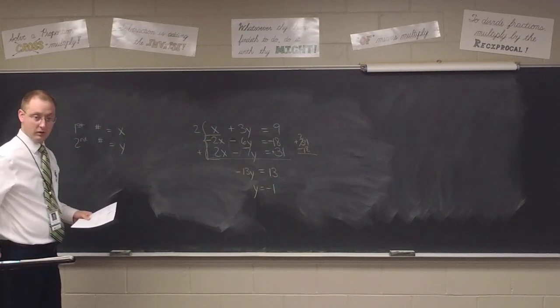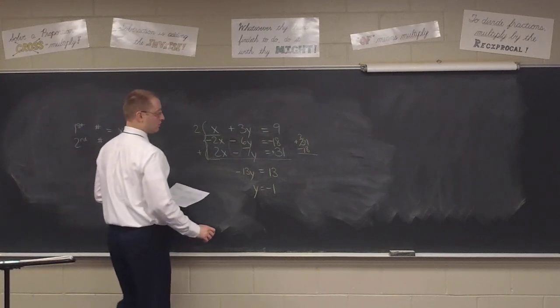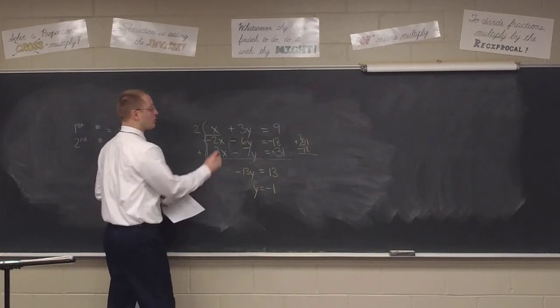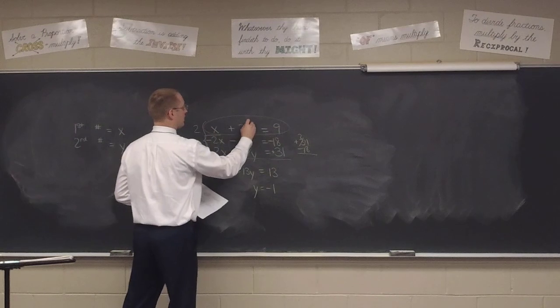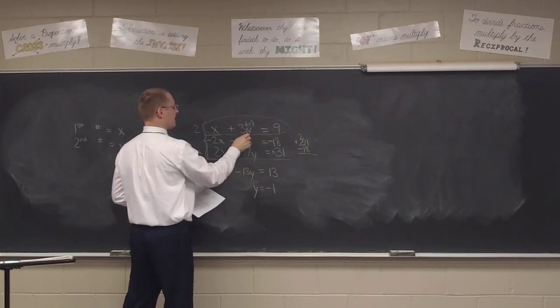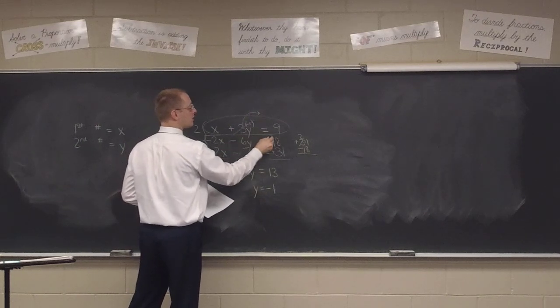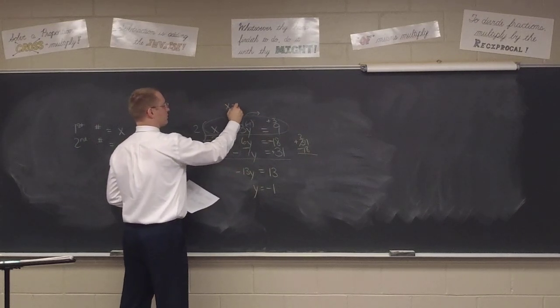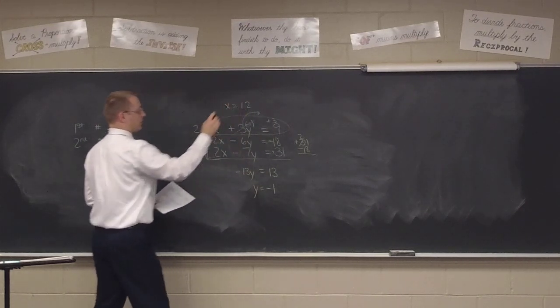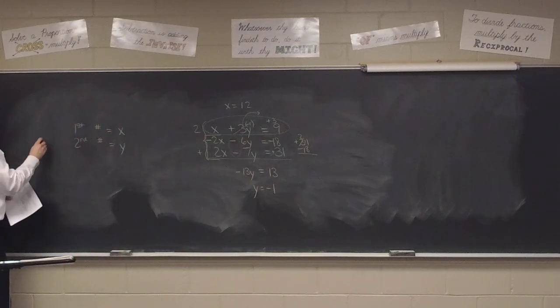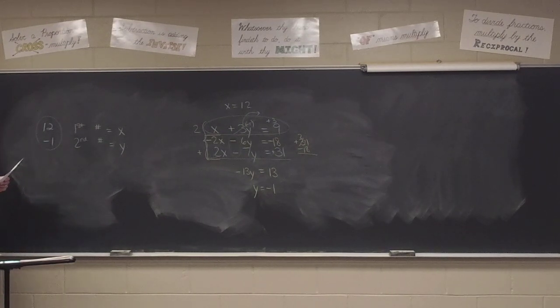Then you plug in the negative 1. Where? The top equation. Go back to the original top equation, plug in the negative 1, then move it over to get x is equal to, so our answer, 12 and negative 1 are the two numbers. Did we get those answers for number 5?